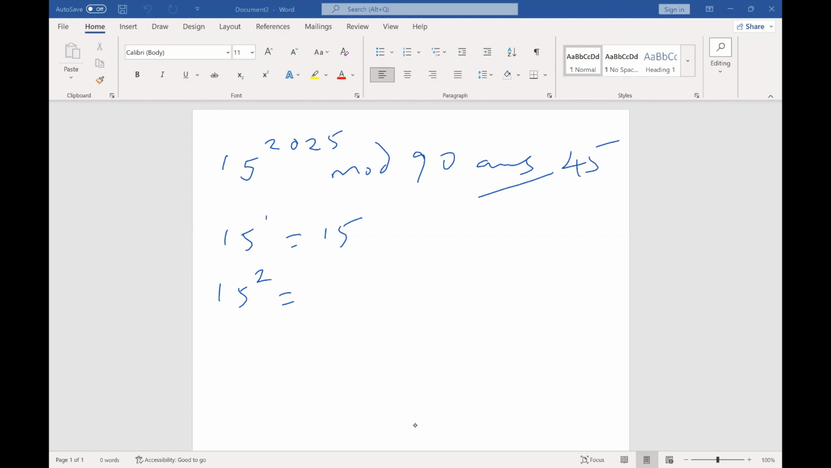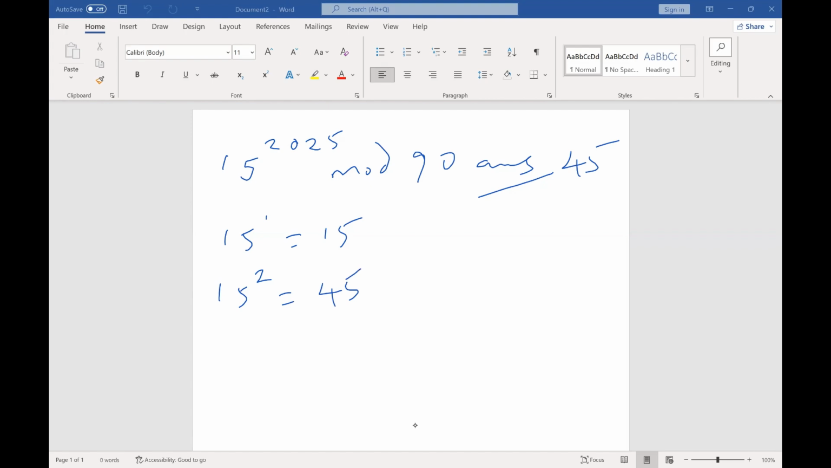So we just take 225 divided by 90, get 2.5. So that 2 is what we're interested in. Is that okay? So then, what is 225 minus 90 times that 2? So we find a remainder of 45 here.